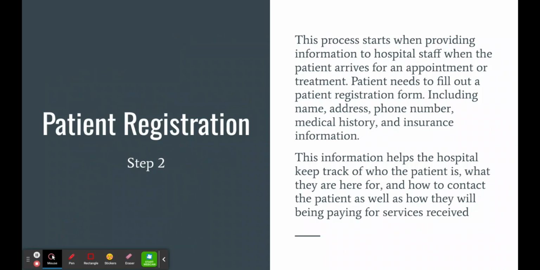Patient registration, step 2. This process starts when providing information to hospital staff when the patient arrives for an appointment or treatment. The patient needs to fill out a patient registration form, including all of their information like their name, address, phone number, medical history, and their insurance information. This helps the hospital keep track of who the patient is and what they are here for.